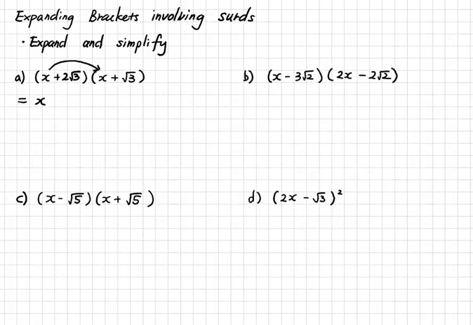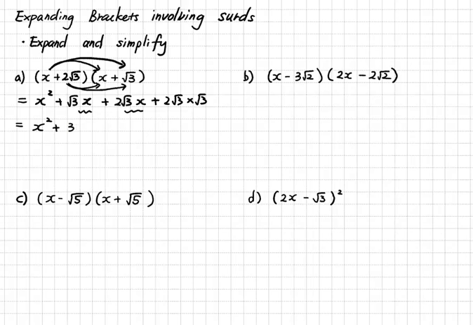So x times x is x squared. x times root 3 is root 3 x, and plus 2 root 3 times x, and you have 2 root 3 times root 3. Now, x squared plus these two terms with x: you have 1 root 3 plus 2 root 3, so altogether 3 root 3 x.